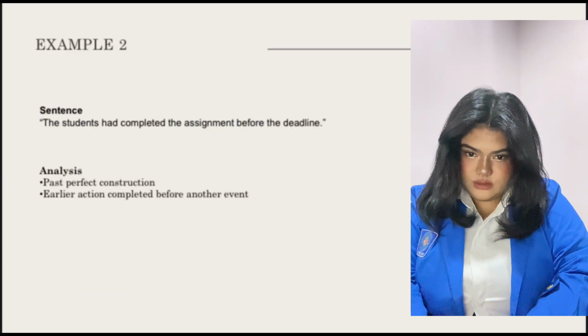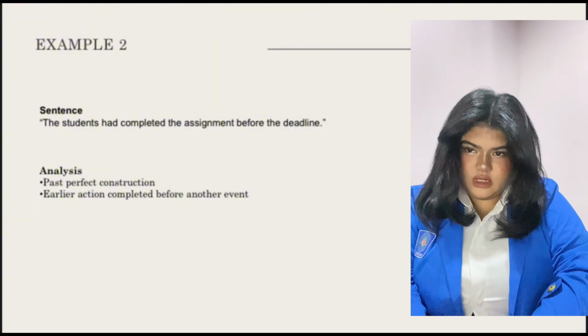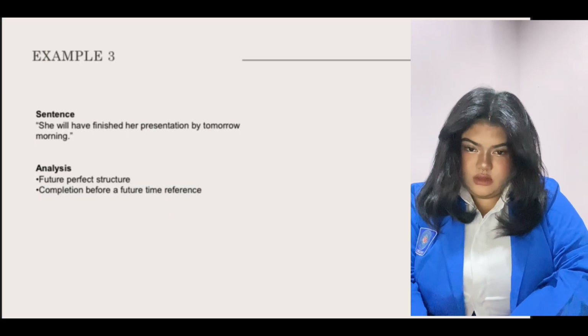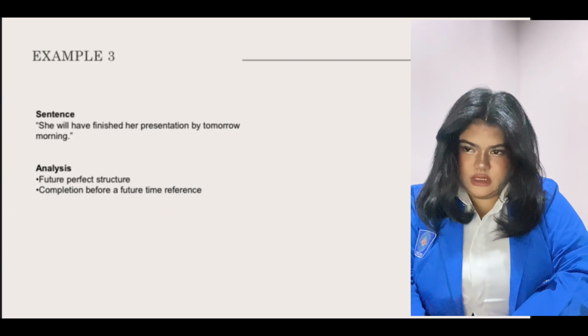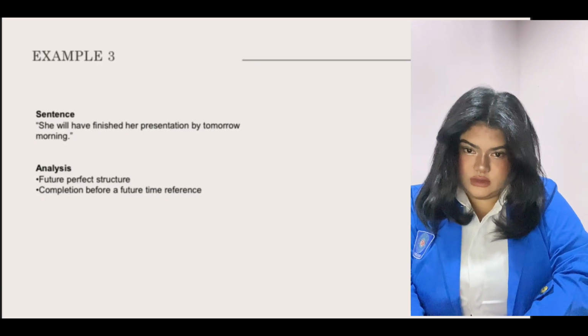And for example 2, the sentence is: the student has completed the assignment before the deadline. For the analysis: past perfect construction, earlier action completed before another event. Example 3, the sentence is: she will have finished her presentation by tomorrow morning. Analysis: future perfect structure, completion before a future time reference.